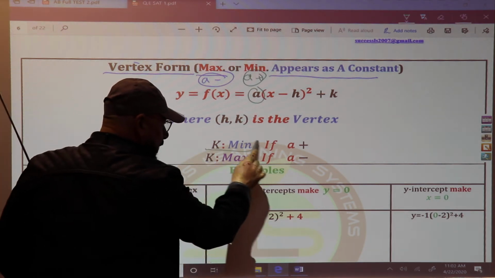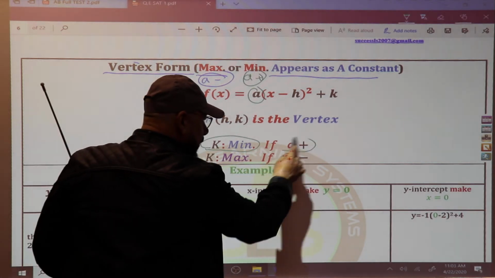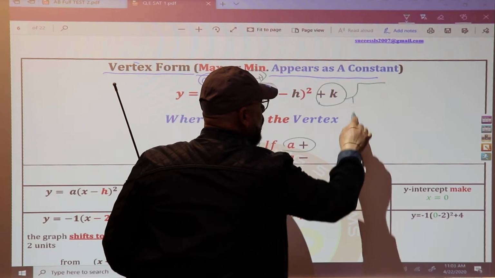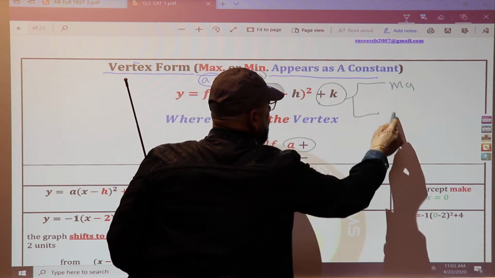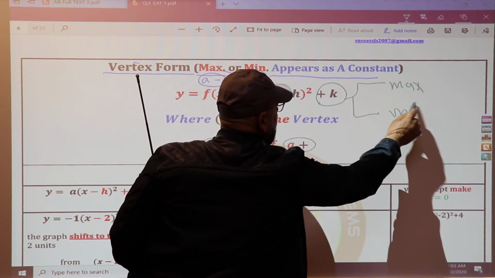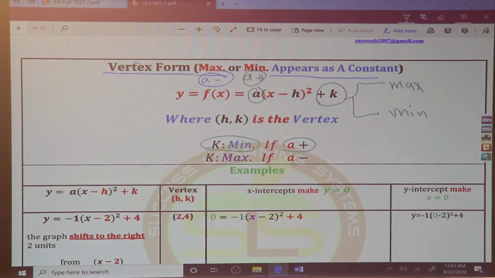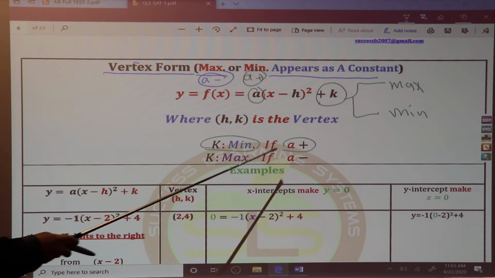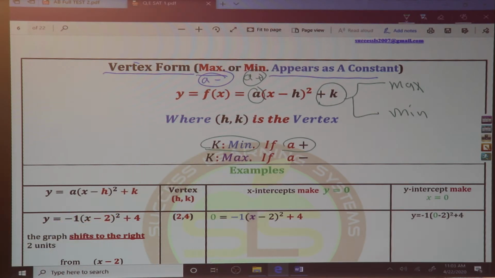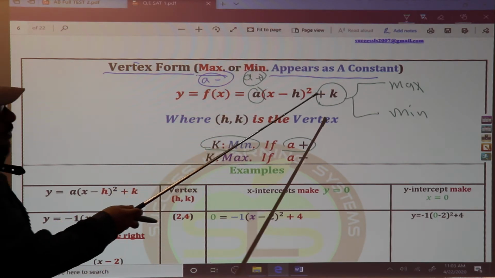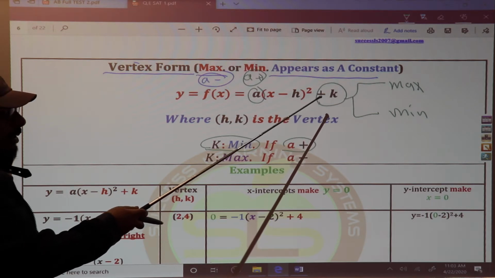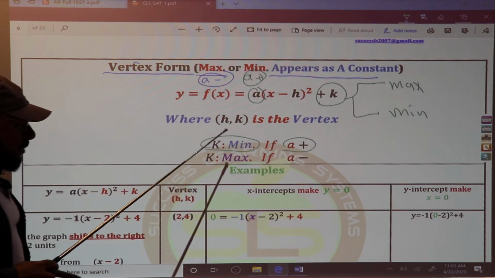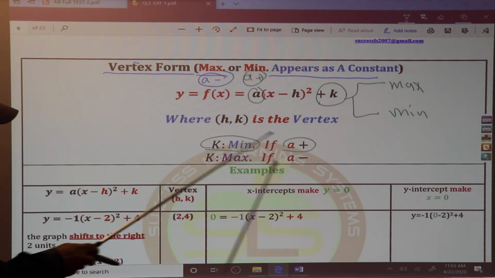K could be maximum or minimum. Maximum when A is negative, minimum when A is positive. Then you have to know the meaning of each constant here. K could be maximum, could be minimum. K is minimum when A is positive, maximum when A is negative.